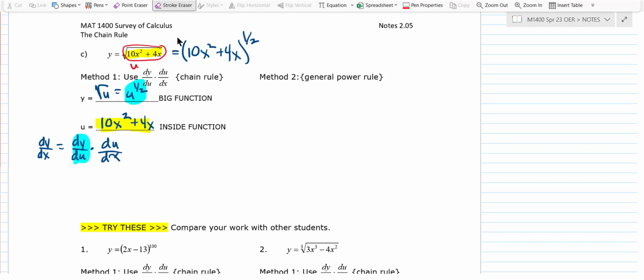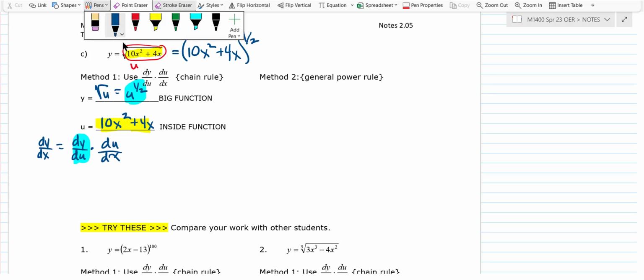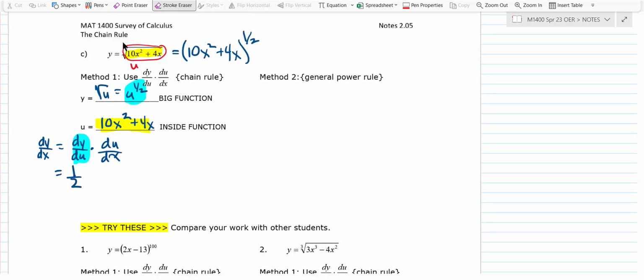1/2 u to what power? Negative 1/2. Okay, power rule. So that will become 1/2 u. Remember, you're subtracting 1 from the exponent. That's how I'm getting that negative 1/2. So that takes care of that.